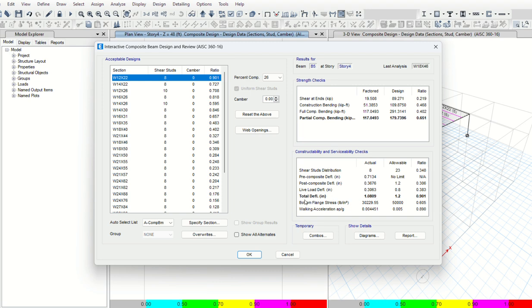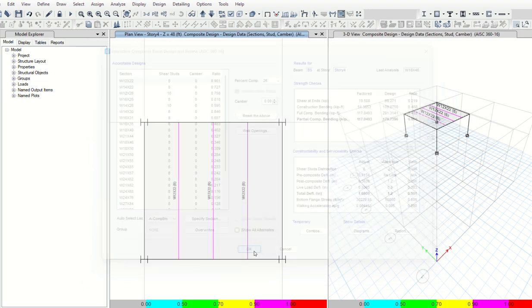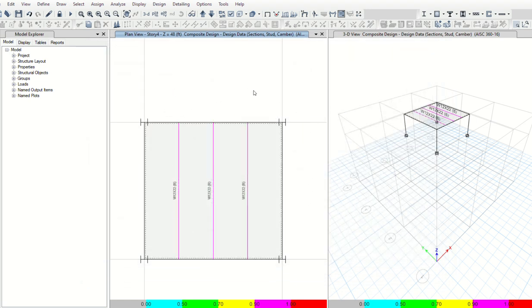We're okay. Total deflection here shows 1.8 inches, and our criteria is L over 240. So length 24 feet times 12 divided by 240. So both are less than our criteria. So this beam, the lightest beam, W12x22 with 8 studs, I think it will work. So ETABS shows the beam size and number of studs.